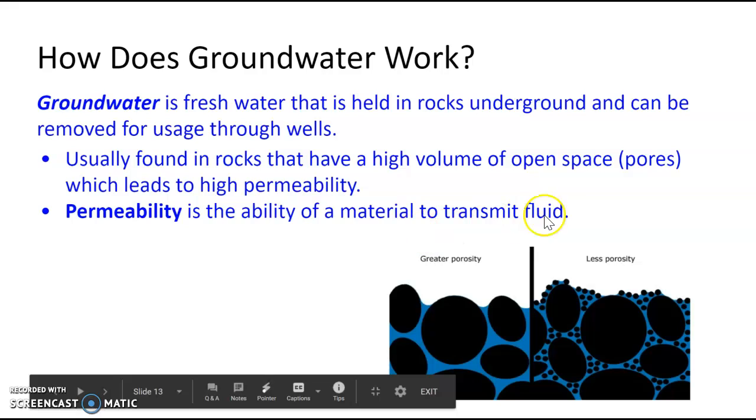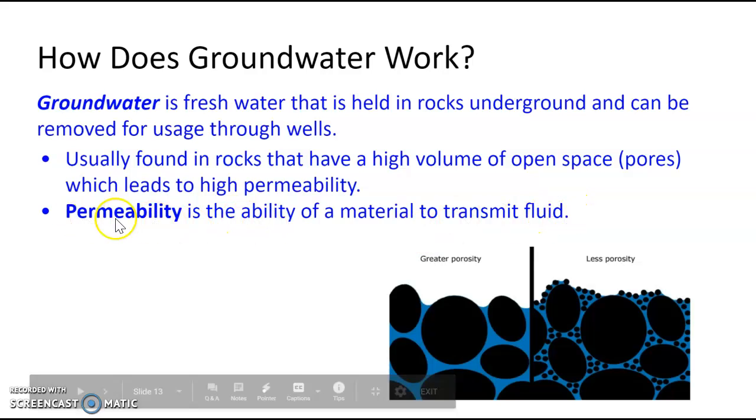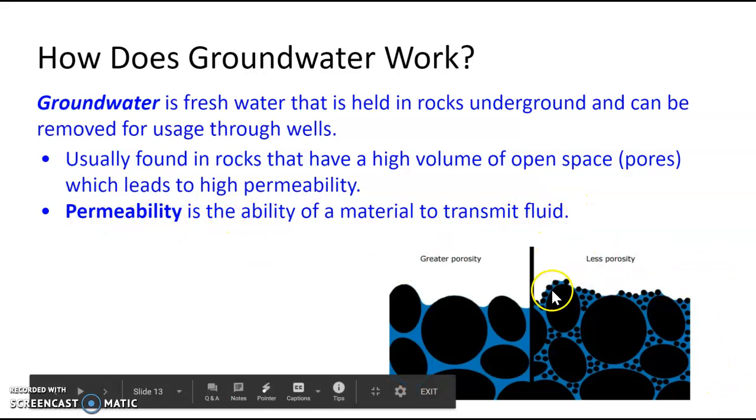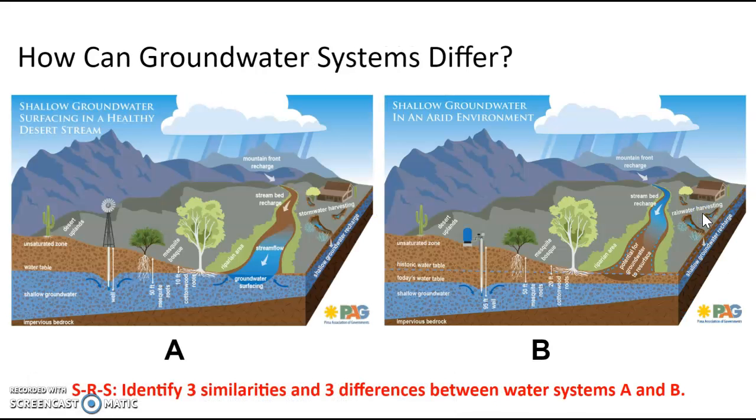So it's just the ability of a material to transmit fluid is the definition of permeability. If it has less porosity, it has lower permeability, and it is not as good of an aquifer, and it doesn't store as much groundwater.